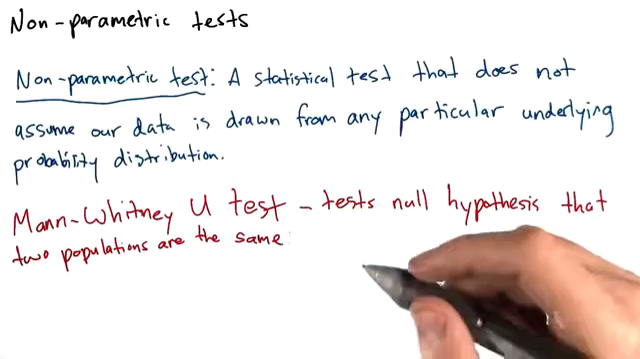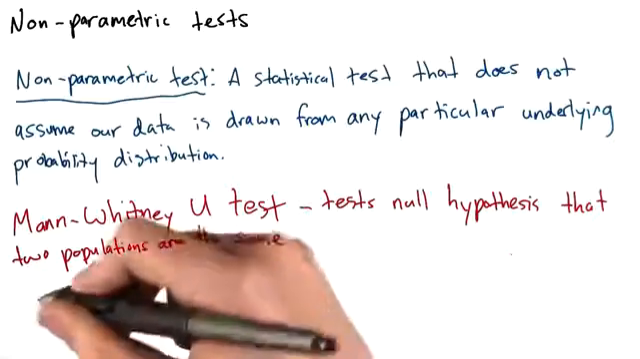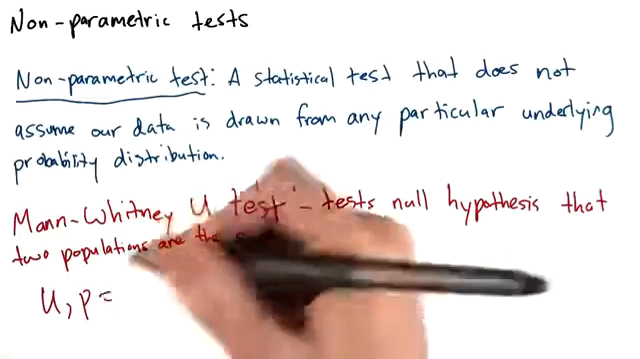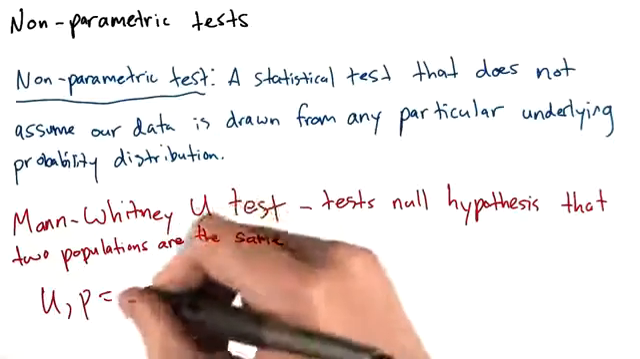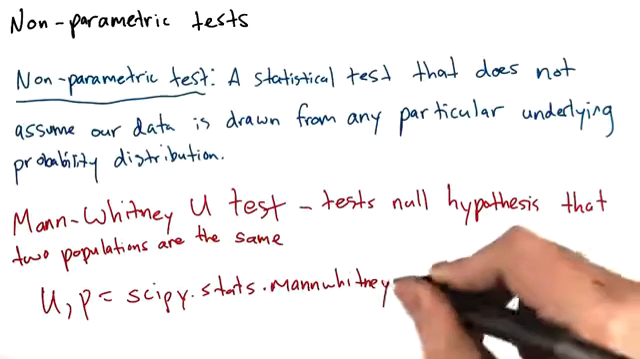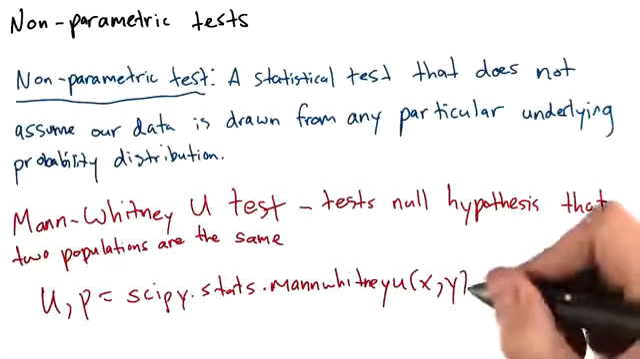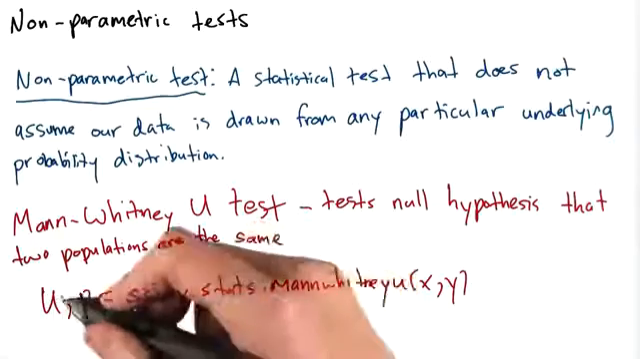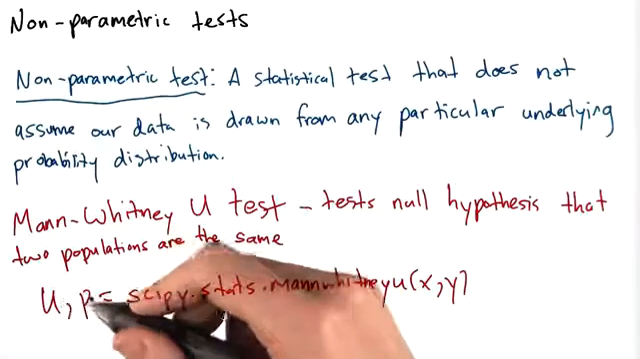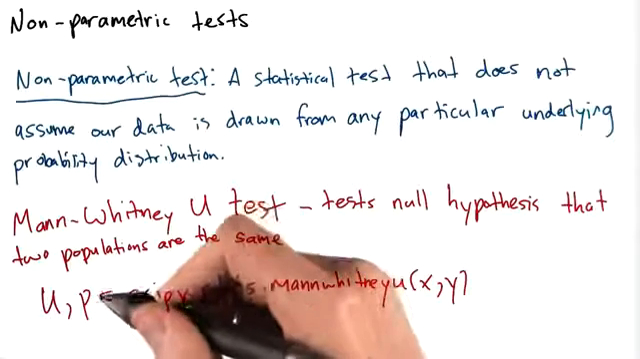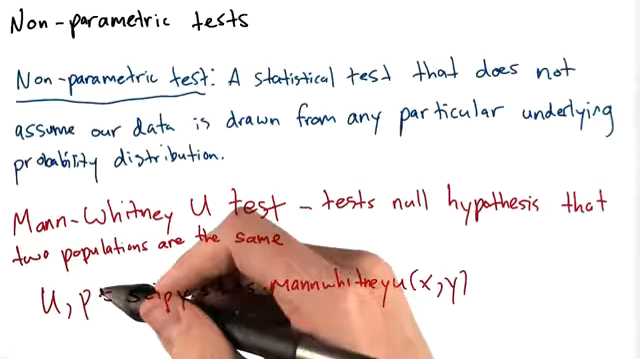Python using SciPy. We'd simply say u and p are equal to scipy.stats.mannwhitneyu, and provide as arguments our two samples, which we'll call here x and y. This function will return u, the Mann-Whitney test statistic, as well as p, which is the one-sided p-value for this test. The p-value here again acts as it did for the t-test.